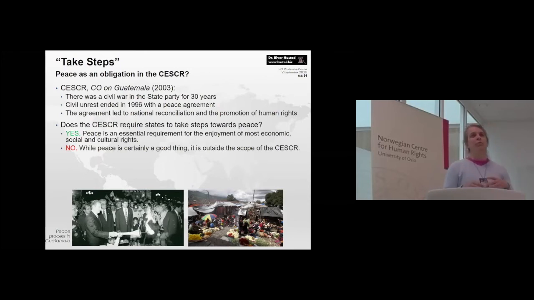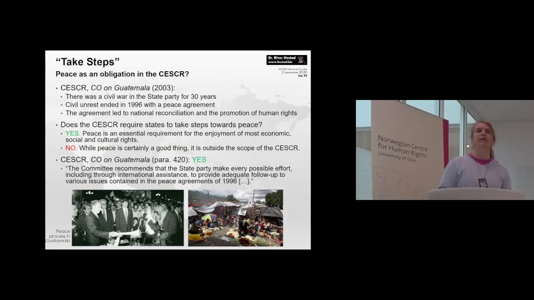Yeah, I put this up so the committee will also look at what the steps are, and will also get involved with issues which you might think, well, this is more something for the Security Council. But in the situation in Guatemala, the committee looked at the peace process. A peace agreement had been signed, and the committee said that the state party is required under that to take steps to make every possible effort to provide adequate follow-up.